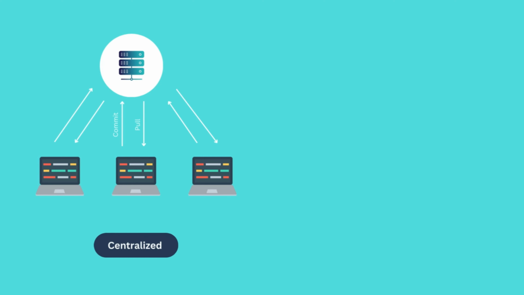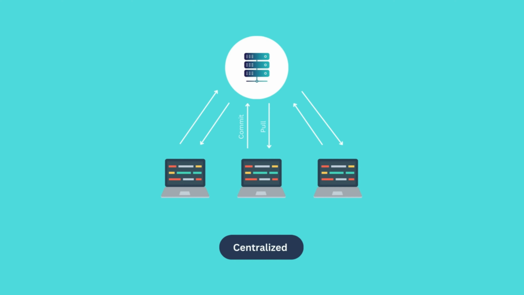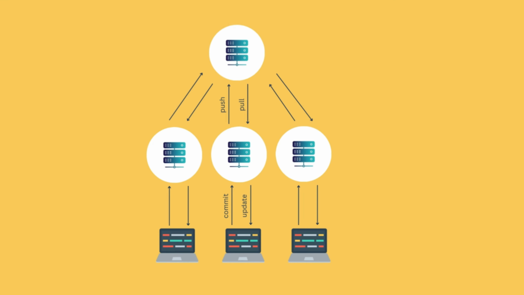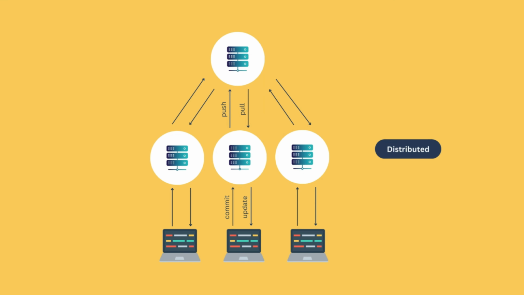There are two main types of these systems, centralized and distributed. In the centralized one, everyone connects to a central server for the latest code. But if that server goes down, it's a big problem. Whereas in the distributed one, like Git, everyone has their own copy of the project. So if the central server has a bad day, we can still keep working and share our progress directly with others.